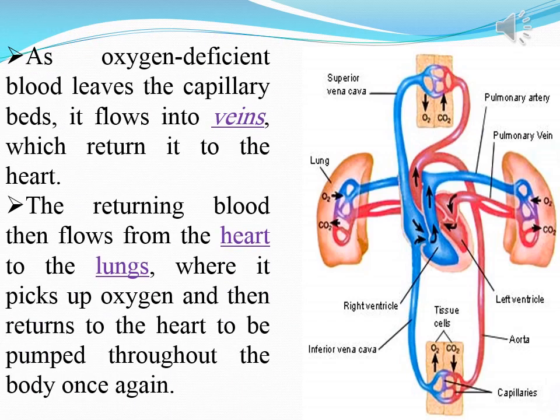As the oxygen deficient blood leaves the capillary beds, it flows into veins, الأوردة, which return it to the heart. The returning blood then flows from the heart to the lungs, where it picks up oxygen and then returns to the heart to be pumped through the body once again. إذا أخذنا فكرة عن الدورة الدموية الكبرى والصغرى وحركة الدم داخل جسم الإنسان.